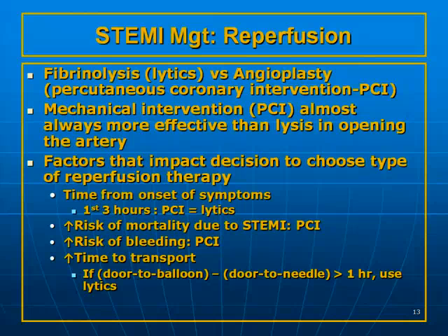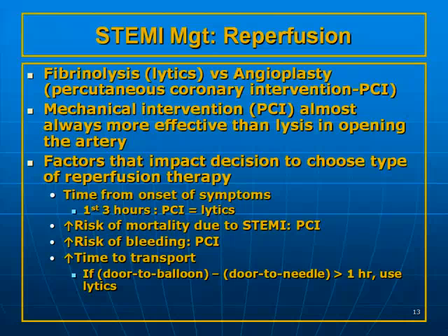So the first 3 hours in particular, and if there's going to be a delay to PCI, then lytics work well. The other is that if you have a patient that's at very high risk, they have an anterior MI, they may have mechanical damage, a ruptured mitral valve as a result of the infarct, whatever puts this patient at high risk of mortality, generally PCI is preferred. Patients that have bleeding complications, patients that have contraindications to lytics, obviously PCI is preferred.